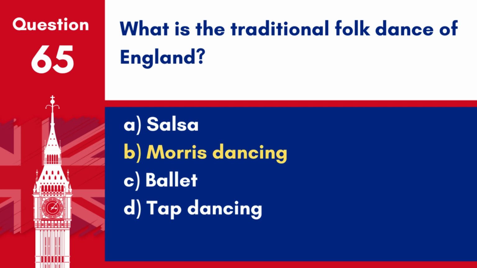Answer B. Morris dancing. Morris dancing is a traditional English folk dance characterized by rhythmic stepping and the execution of choreographed figures by a group of dancers, often using sticks, swords, and handkerchiefs.